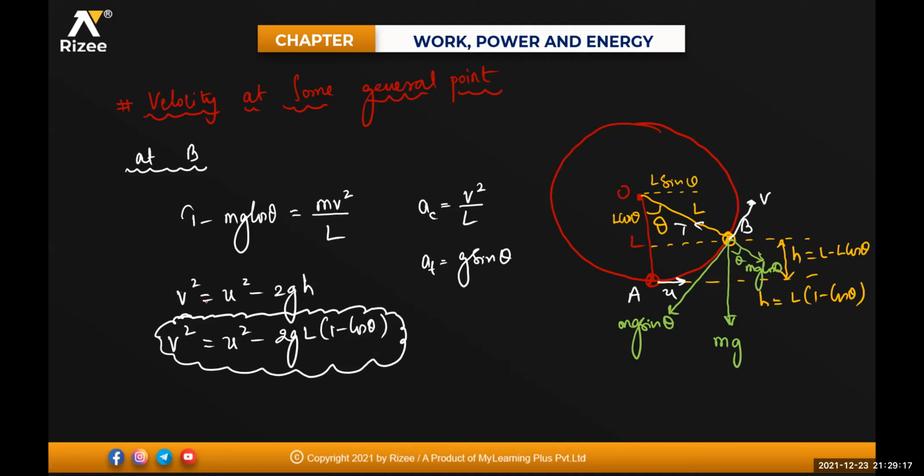Velocity at a general point, I have taken right now, theta. For that one, I'm using the relation v square is equal to u square minus 2gh. So v square is equal to u square minus 2g into h, where the h value will be equal to how much for me? L into 1 minus cos theta. So h is equal to L into 1 minus cos theta.